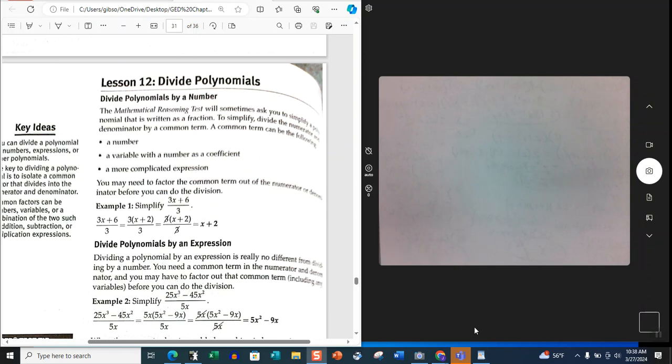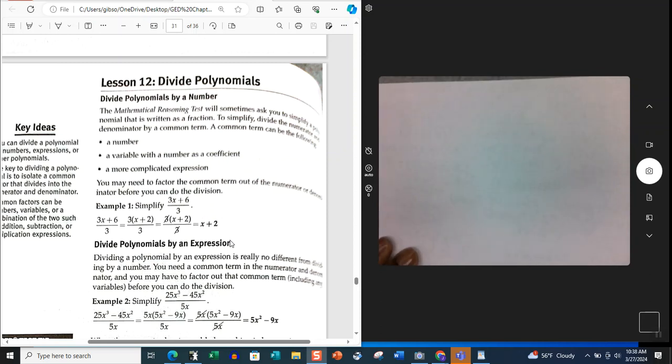A common term can be the following: a number, a variable with a number as a coefficient, or a more complicated expression. You may need to factor the common term out of the numerator or denominator before you can do the division. For example, example 1, simplify 3x plus 6 over 3. You see here that they factor out a 3 because 3x and 6 have 3 in common, and they ended up with x plus 2.